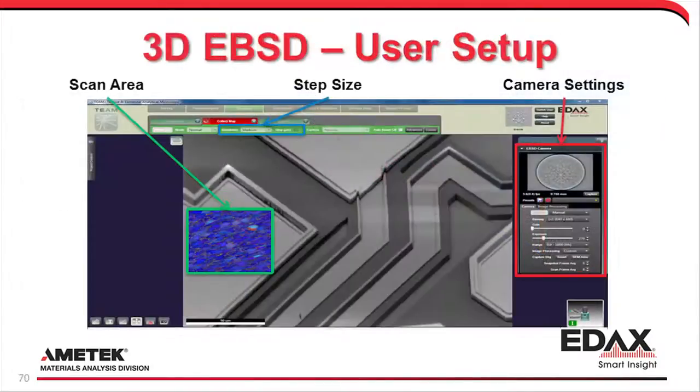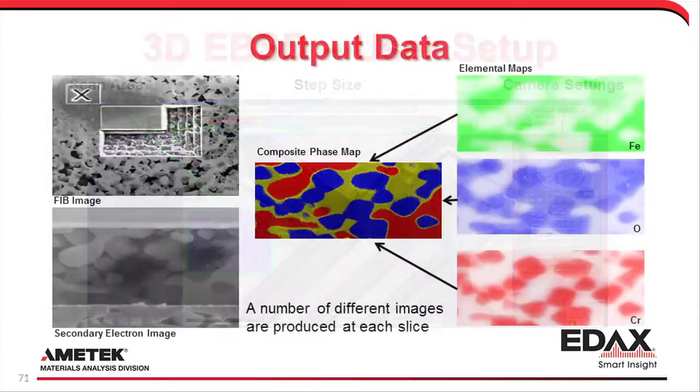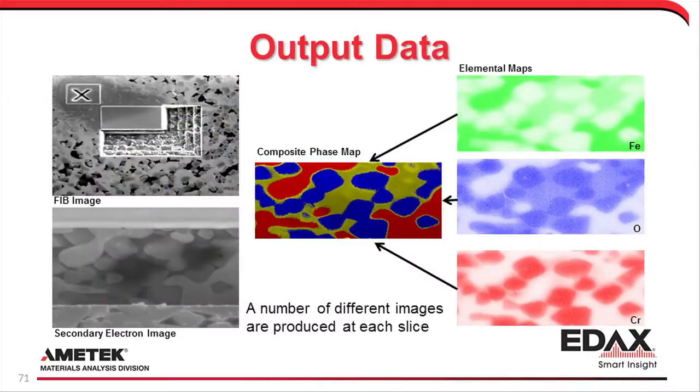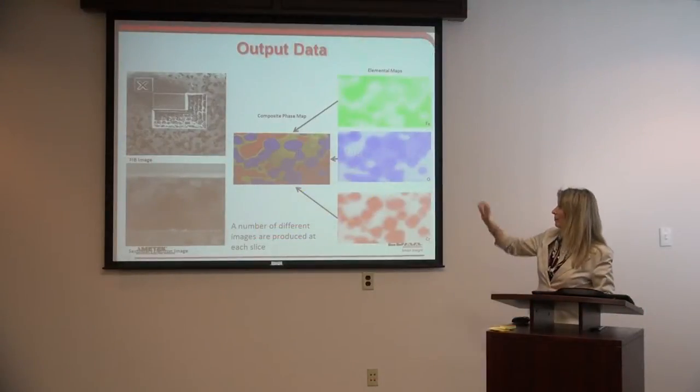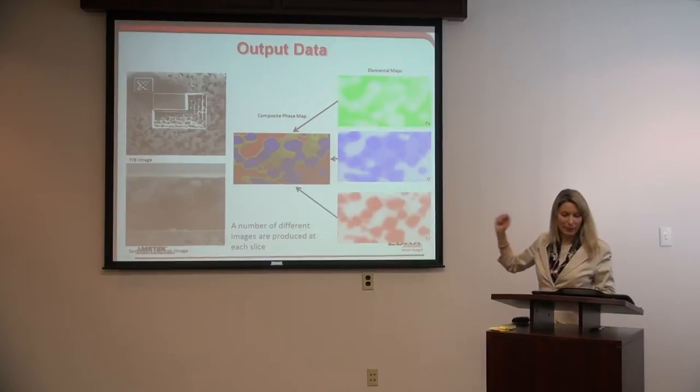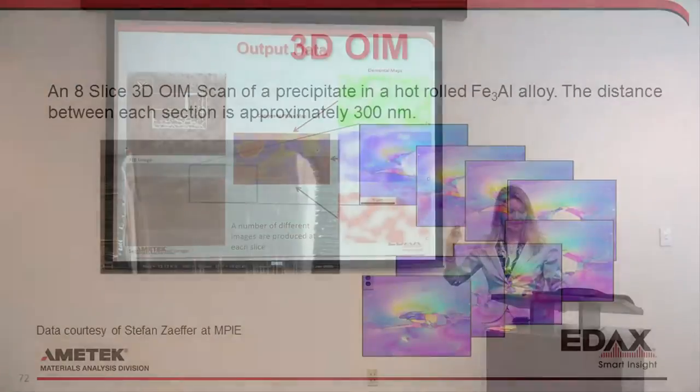We use our team software to be able to identify our scan area, set our parameters, and optimize our camera. And then we do that over and over again. And the example that you see on the upper left-hand side is the FIB view. So that's where it's actually cutting into the sample. So that's the sample that you see there with various thickness layers removed. We get a composition at each of them. And so these are different elemental maps. And of course, we create a phase map or combination of different elements together.